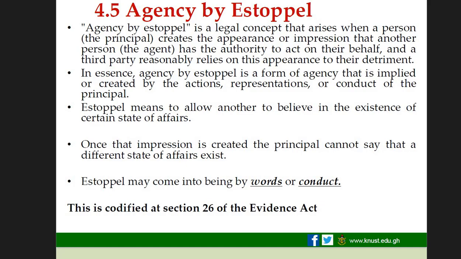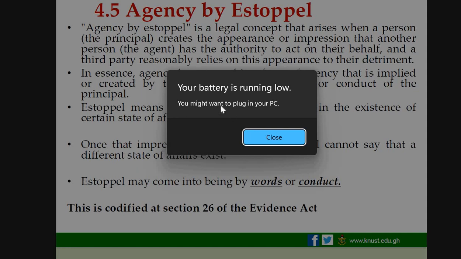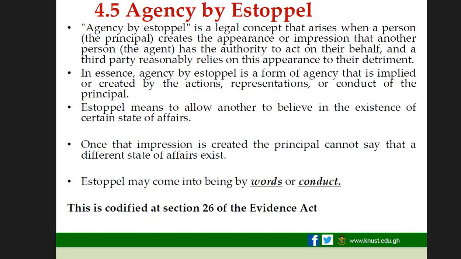Agency by estoppel. When we say agency by estoppel, it is a legal concept that arises when a person, the principal, creates the appearance or impression that another person, the agent, has the authority to act on their behalf, and a third party reasonably relies on this appearance to their detriment. In essence, it is a form of agency implied or created by the actions, representations, or conduct of the principal.